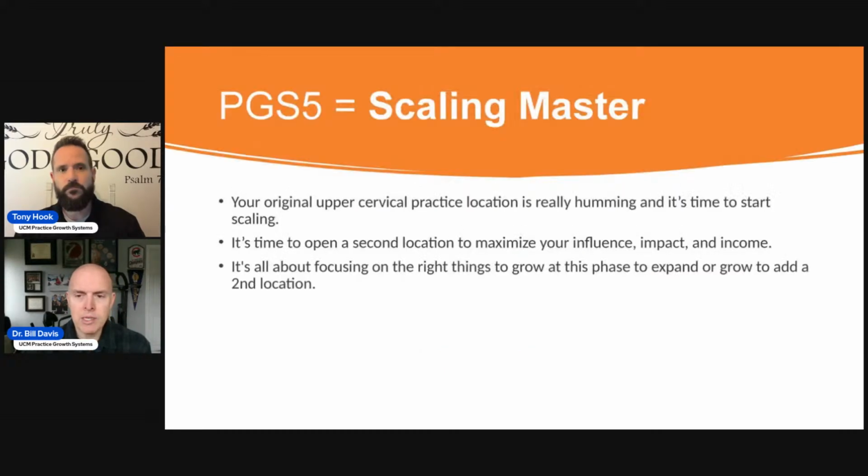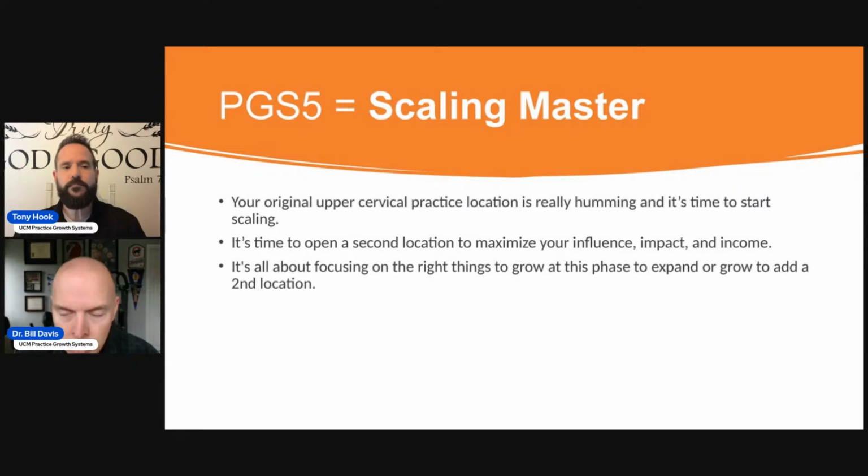And so, moving into stage 5, practice growth stage 5, the scaling master. As I said, there's going to be a lot of overlap between stages 4, 5, and 6. So with the scaling master, your original upper cervical practice location is really humming. It's time to start scaling. It's time to open a second location, maximize your influence, impact, and income. And it's all about focusing on the right things here. So this is, again, not everyone wants to do this or has to do this.